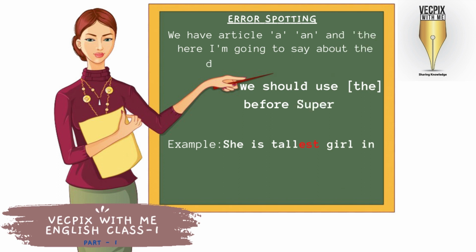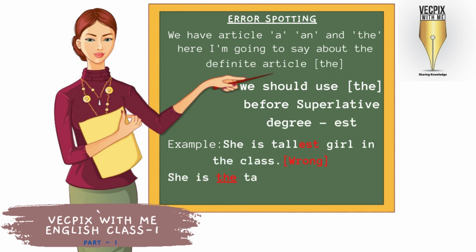Here, I am going to say about the definite article "the". We should use "the" before the superlative degree, "est". For example, "She is tallest girl in the class." Wrong one. So we should write, "She is the tallest girl in the class."